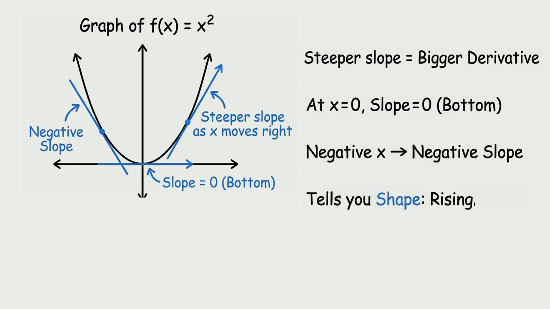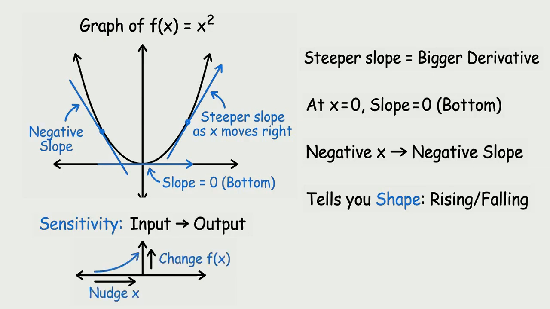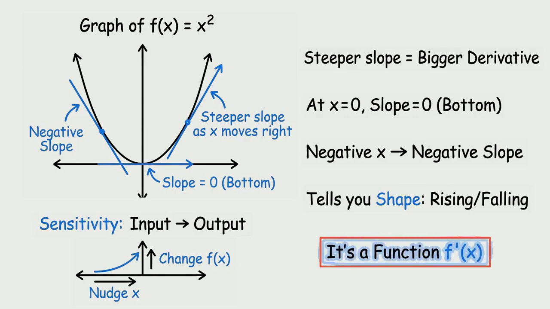Here's another way to think about it. The derivative tells you how sensitive the output is to changes in the input. If you nudge x a little, how much does f of x change? That's the derivative. It's the slope, the rate, the speed, the best linear approximation, all in one. And it's a function, too. F prime of x gives you a new function that tells you the slope of f at every x.